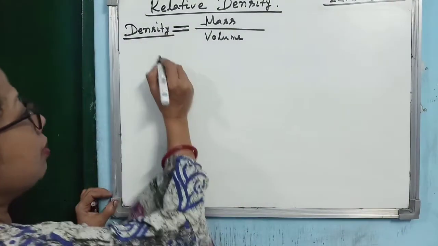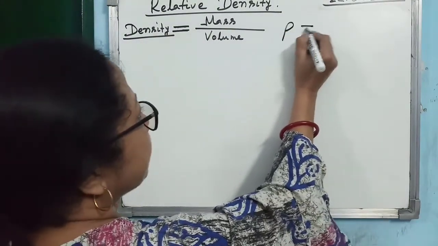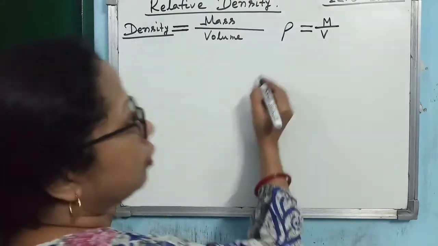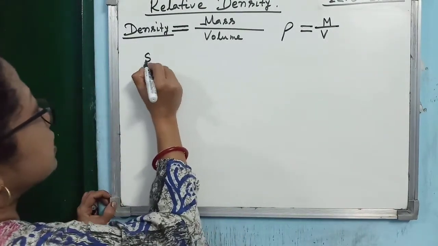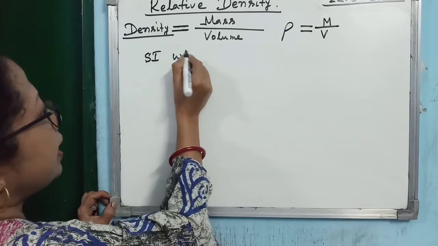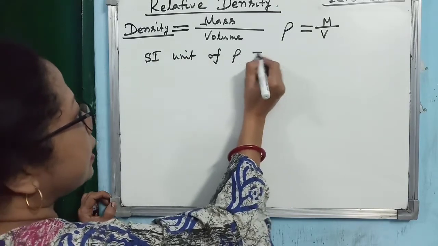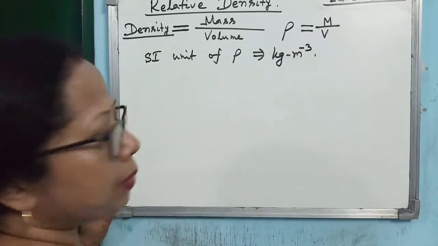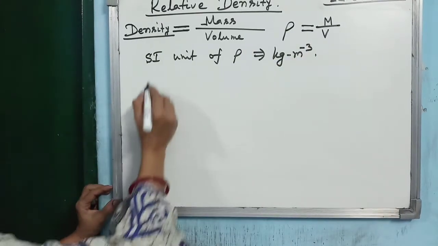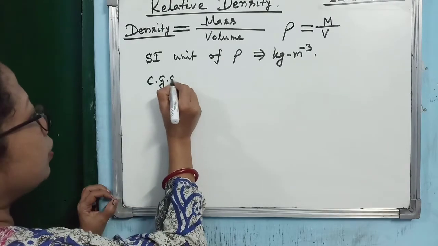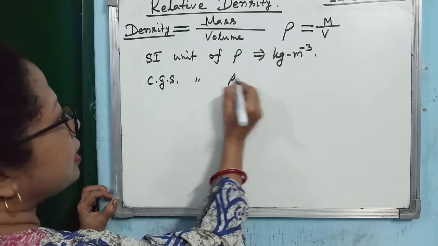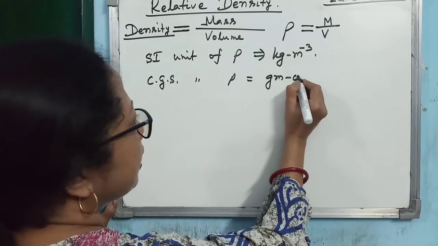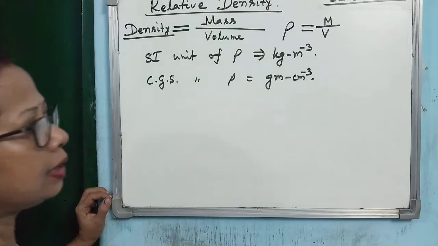So you see, symbolically one can write density is equal to mass divided by volume. And what is the SI unit of density? SI unit of density is kg per meter cube, kg m to the power minus 3. And you know that CGS unit of density is gram per centimeter cube.